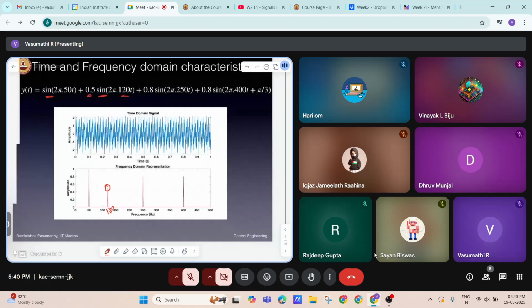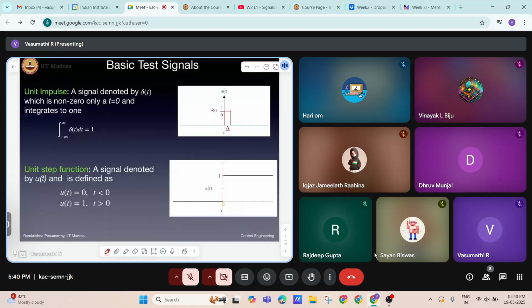We will come to the convolution part. I understood that I need to give some basics on that. Before that, if I want to represent what convolution is, we need to know what all the basic signals are that are involved in signals and systems and for control systems. First important thing is the unit impulse.